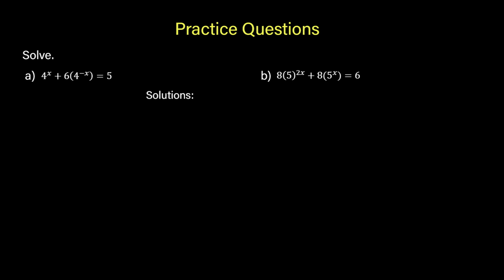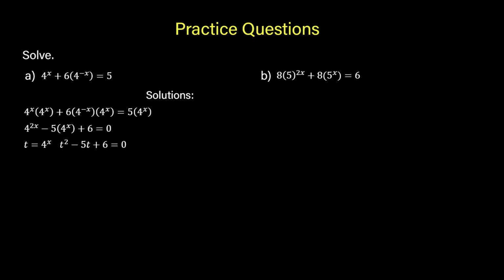Solutions. A. Multiply both sides of the equation by 4 to the x power and simplify the equation. Let t equals 4 to the x power. Now you have a quadratic equation t squared minus 5t plus 6 equals 0. The left side can be written as a product of t minus 2 and t minus 3. The roots are 2 and 3. Substitute t with 4 to the x power. When t equals 2, x equals 0.5, and when t equals 3, x equals approximately 0.792.